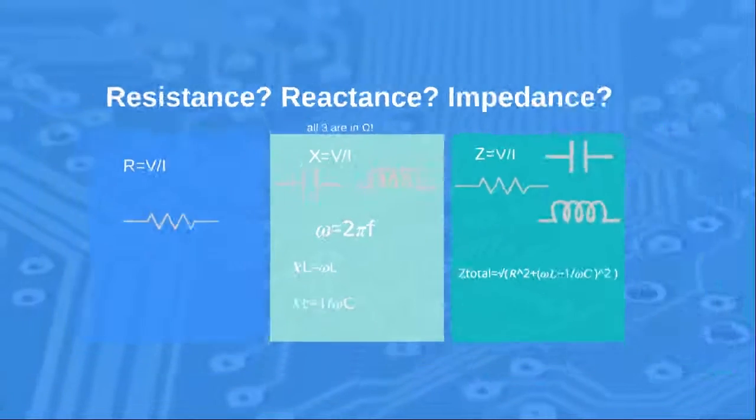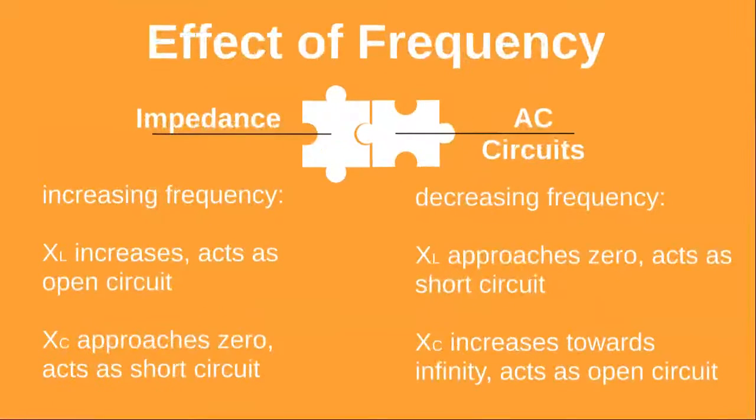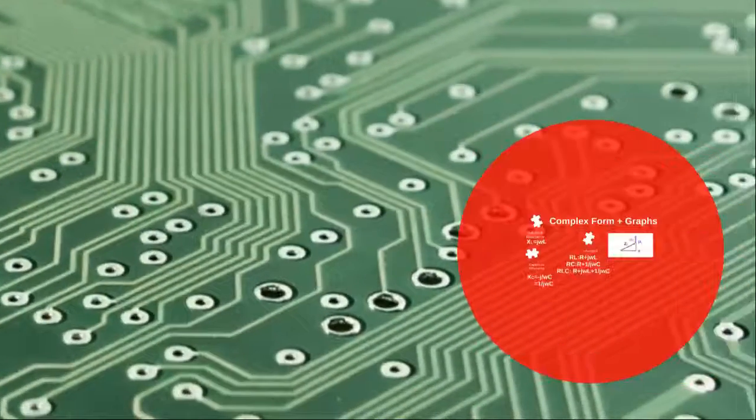Taking a quick look at the effective frequency, which comes from AC circuits, we can see that increasing frequency increases inductive reactance and decreasing frequency reduces inductive reactance, and the opposite of this is true for capacitors.